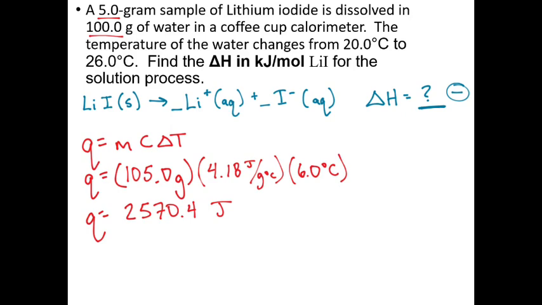Now that means if you have 5 grams of lithium iodide, it releases 2,570.4 joules of energy. Eventually, I want a delta H that's based on every mole of lithium iodide. I don't necessarily have a whole mole in there. All right, so that in red is what I would call step 2, where you're just focusing on what's taking place in that particular calorimeter.